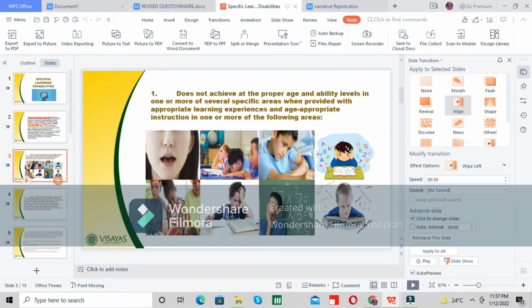Another is reading comprehension, where there are many students who are good at comprehending what they read. They easily understand what they read, but there are some students who struggle, especially those who have a disorder. They struggle to understand the story or the statement or the instruction given by their teacher.